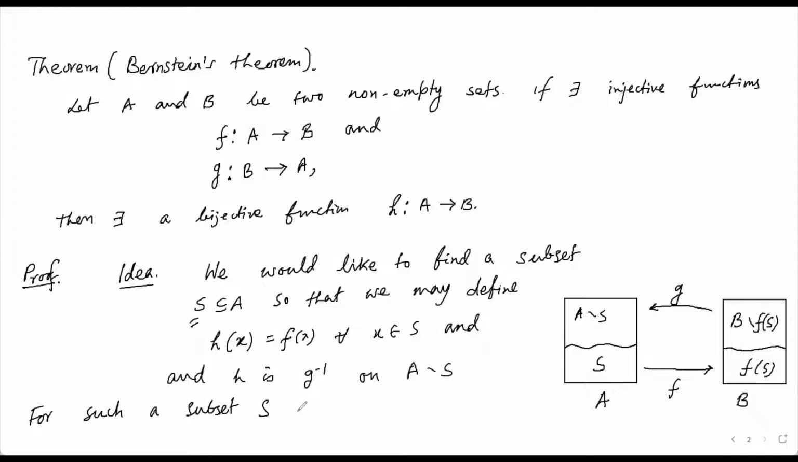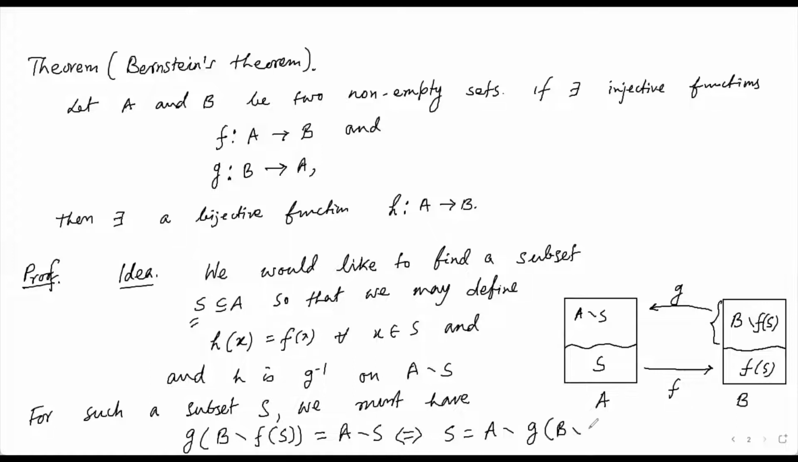For such a subset S, we must have G of B minus F of S. The image of this portion should be A minus S. So this is equal to A minus S, or equivalently S equals A minus G of B minus F of S. That is, G must map B minus F of S onto A minus S.